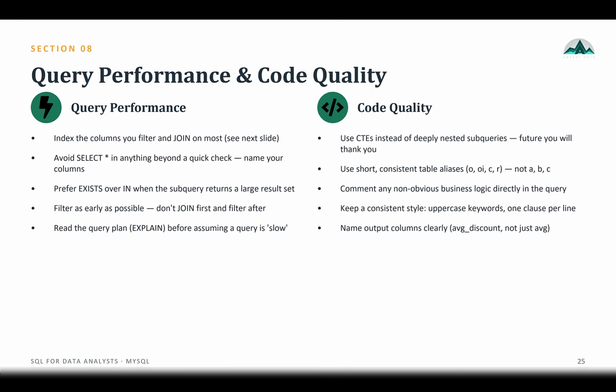So these would help. For your code quality, CTEs are better. Use short, consistent aliases, as we saw: OOI, CR. You don't want to use a whole name because that defeats the purpose. Keep a consistent style, as you saw I did for our SQL code. I used capitalization and named columns clearly, like average discount, not just average. This is important because you might need to ingest that table again, and it's important to have a clear name without spaces and things like that in the middle.